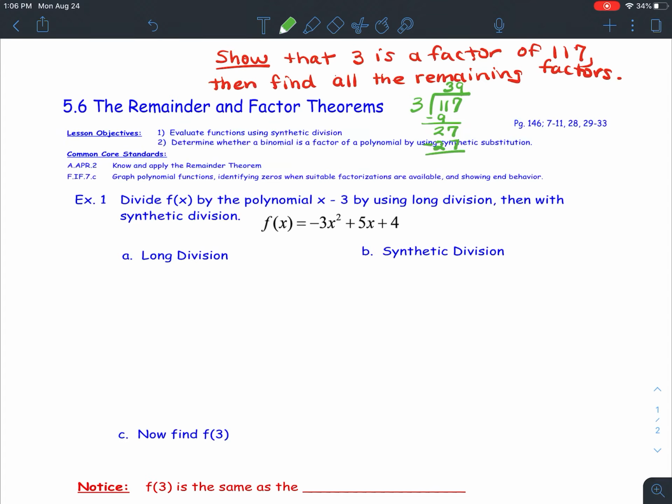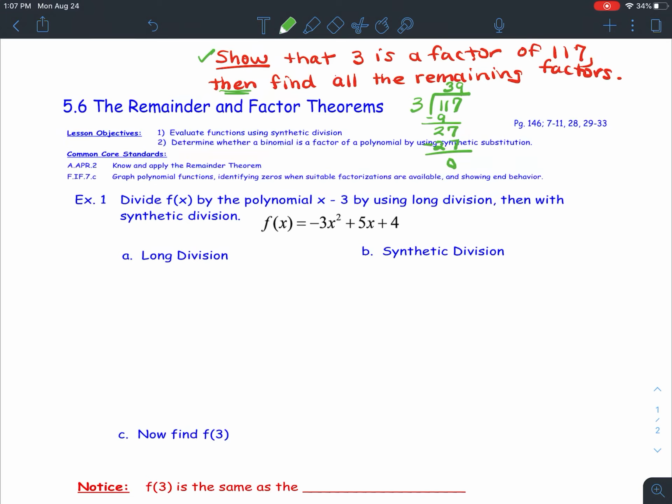So if I were to do that here, I'm just going to do this with long division. This is pretty easy here, okay? We can see we get a remainder of 0. 3 goes into 117 39 times evenly. So that checks off that I just showed that 3 is a factor of 117.